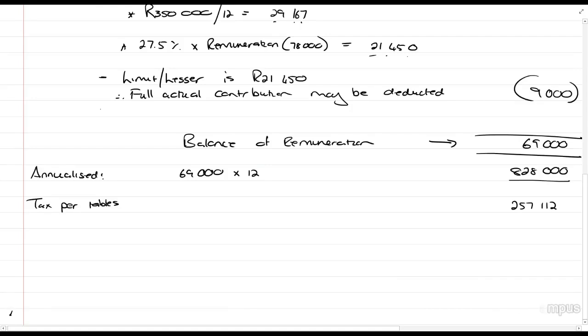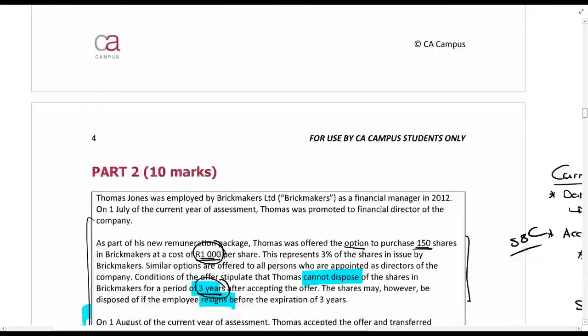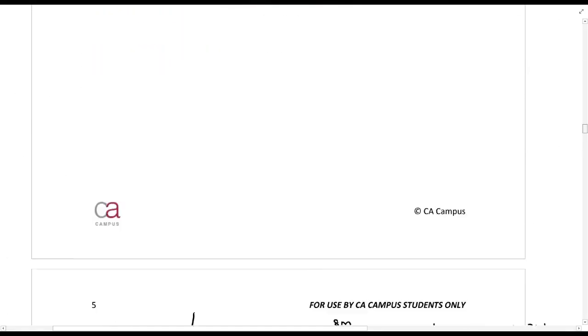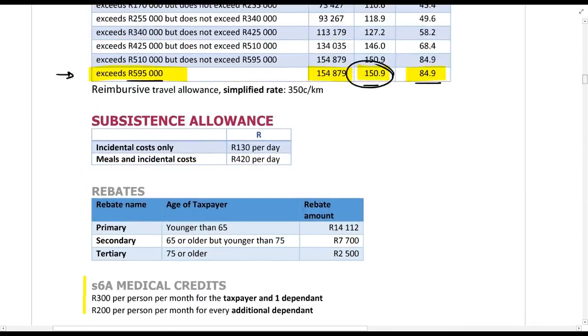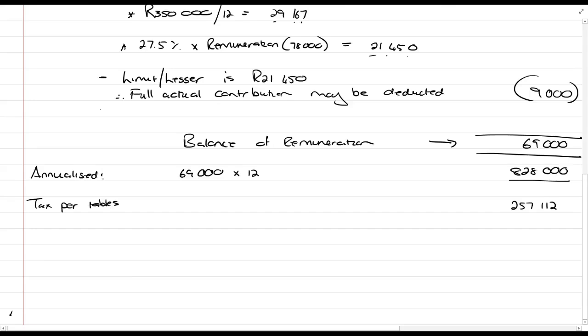So I'm just filling it in. This employee now is important. The thing to remember is this employee was 65, so they get the primary and secondary rebate. The primary and secondary rebate, again guys, you must use the correct ones. I'm going to just use the ones I provided for you here.